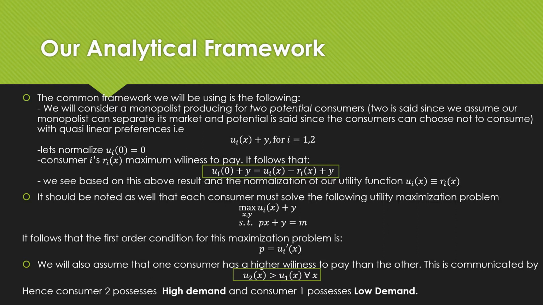We will also assume that one consumer has a higher willingness to pay than the other. This is communicated by the fact that the utility for consumer 2 is greater than the utility for consumer 1 for all x. So we are indicating that there is a high demand consumer and a low demand consumer. Consumer 2 is a high demand consumer and consumer 1 is our low demand consumer.